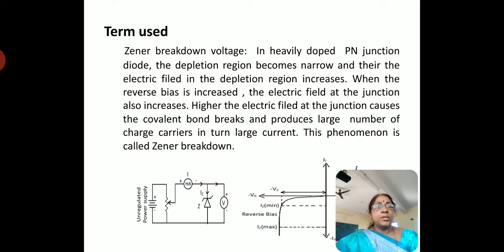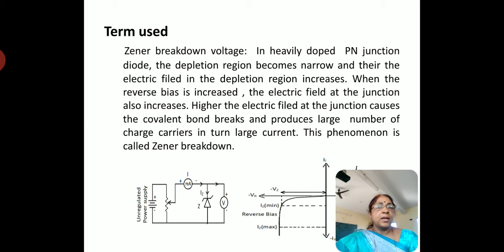Let us see the terms used. Zener breakdown voltage. In a heavily doped PN junction diode, the depletion region becomes narrow and the electric field in the depletion region increases. When the reverse bias is increased, the electric field at the junction also increases. A higher electric field at the junction causes the covalent bonds to break and produces a large number of charge carriers, which in turn gives a large current.